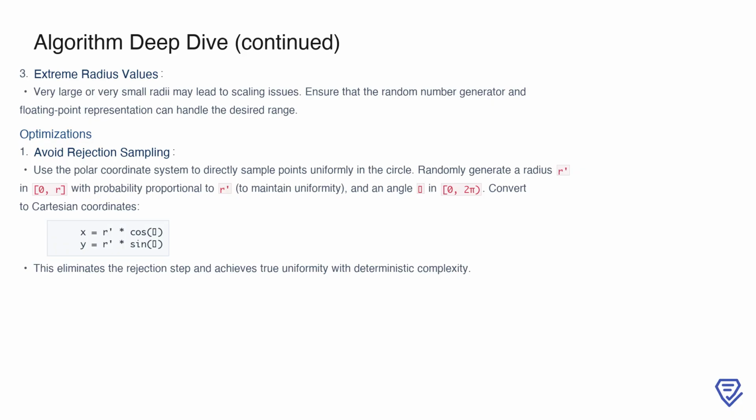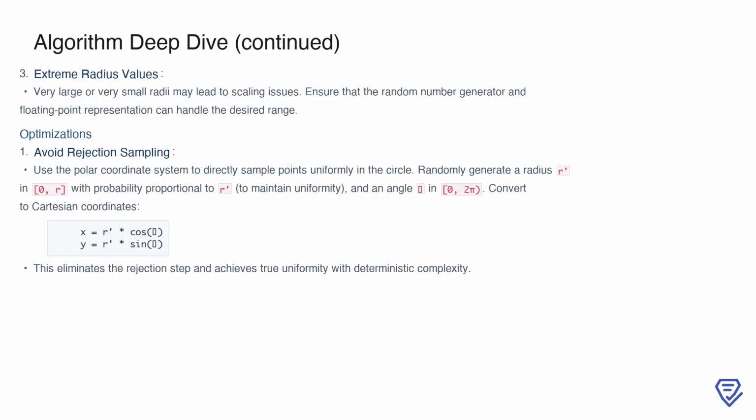The randPoint method begins by generating random offsets for x and y within the bounding square of the circle. The random.uniform function is used to create values within the range negative radius to radius, ensuring that the generated points are within the square that fully contains the circle.